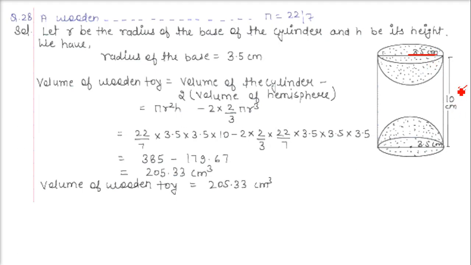This is 10, right? So what we will do, we'll find out the volume of the cylinder, and minus what we'll do, 2 into, why 2? Because this portion, they are having the same radius, so we can just deduct one of them and make it twice. So 2 into the volume of this hemisphere. So what is the volume of cylinder? It is pi r square h. So pi, radius we know, 3.5, and h is 10. Now this is 2 into 2 by 3 pi r cube. 2 into 2 by 3, pi is 22 by 7, and this r is 3.5. So we just compute it. It will be 205.33 centimeter cube.